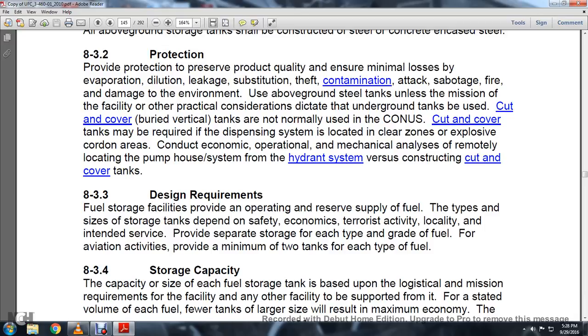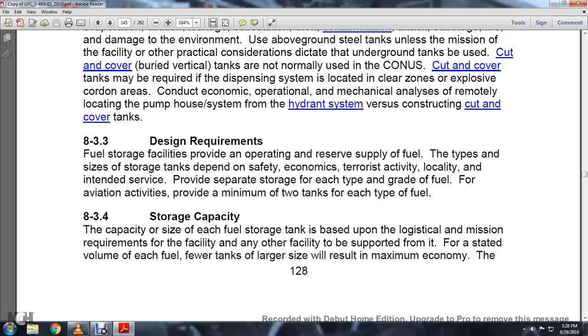8.3.3 Design requirements. Fuel storage facilities shall be provided with an operating reserve supply of fuel. The types and size of the storage tanks depend on safety, economics, various activity, locality, and intended service, provided with a separate storage for each type and grade of fuel. For aviation facilities, provide a minimum of 2 tanks for each type of fuel.